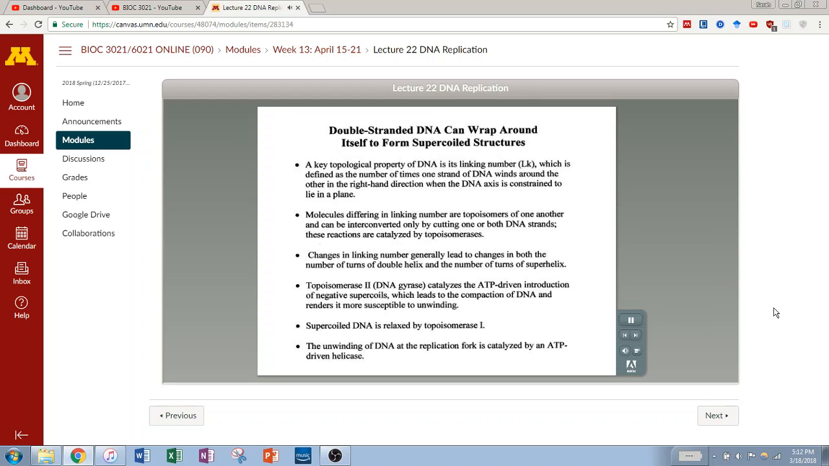Topoisomerase II, also called DNA gyrase, catalyzes an ATP-driven formation of negative supercoils, making the DNA more susceptible to unwinding by helicase. Topoisomerase II cleaves one DNA strand of supercoiled DNA, rotates in a controlled fashion around the other strand, and then religates the cleaved strand. The action of topoisomerase I results in the partial or complete relaxation of supercoiled DNA.